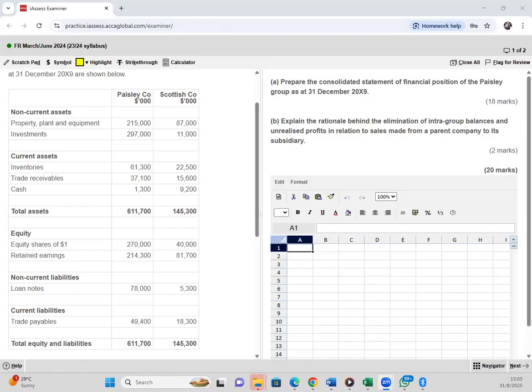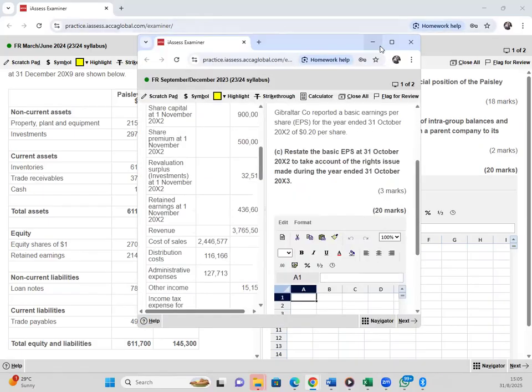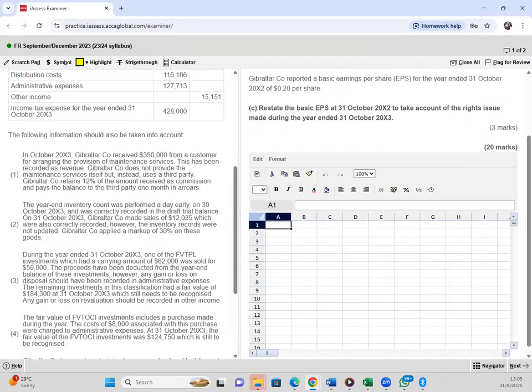the consolidated financial position. Is it the one that I wanted? Okay, now let me check. I wanted us to start with the income statement. Let me check for a question with the income statement. So we'll do the consolidated statement of financial position after this one. I want us to start with the consolidated income statement.